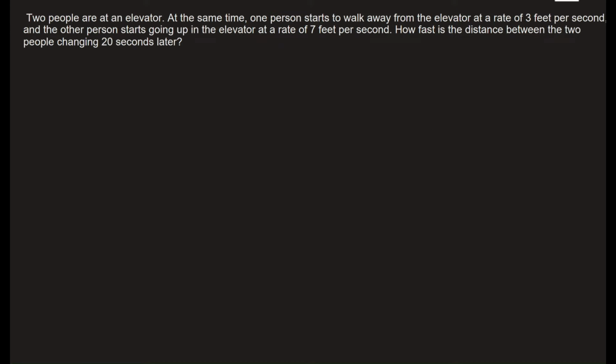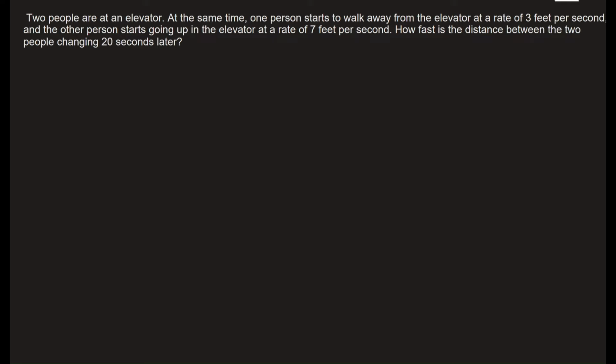Two people are at an elevator. At the same time, one person starts to walk away from the elevator at a rate of 3 feet per second, and the other person starts going up the elevator at a rate of 7 feet per second. How fast is the distance between the two people changing 20 seconds later?